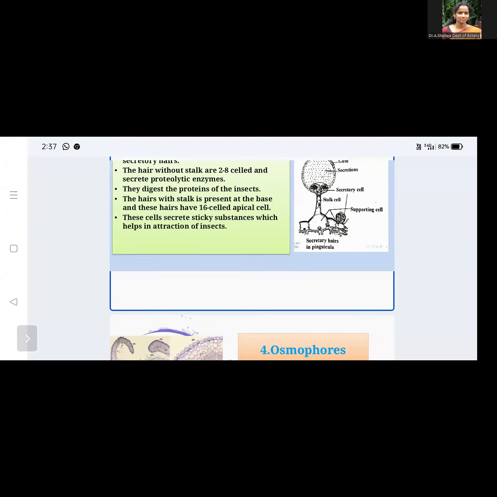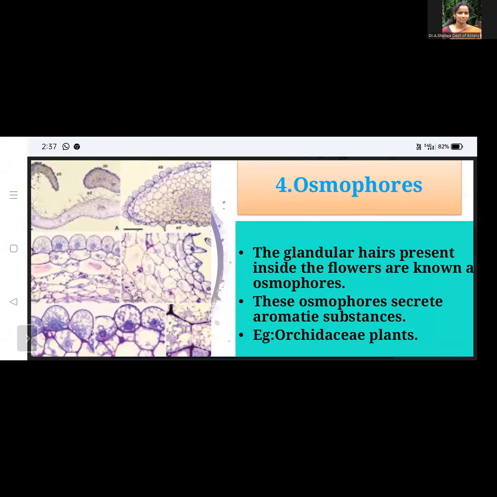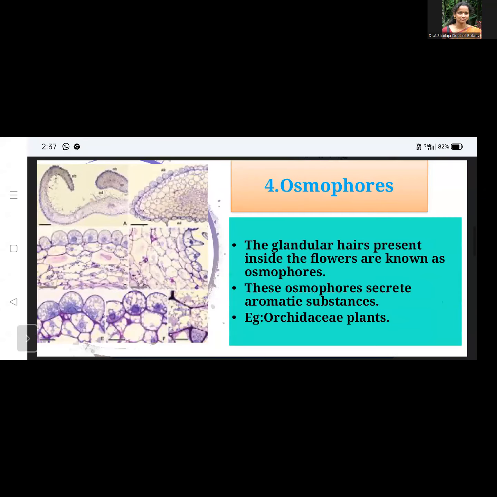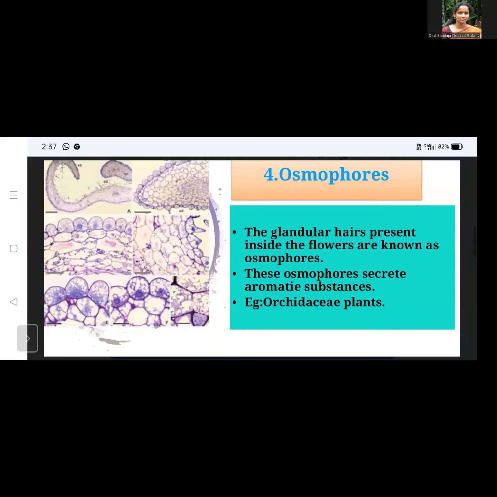Next, the fourth one is the osmophores. See here, this is the osmophores. This is one type of glandular hairs. These present inside the flowers are known as osmophores. So these glandular hairs are present inside the flowers. These osmophores secrete aromatic substances. Example, Orchidaceae plants. So one type of smell is coming from these flowers. The example is the Orchidaceae plants.